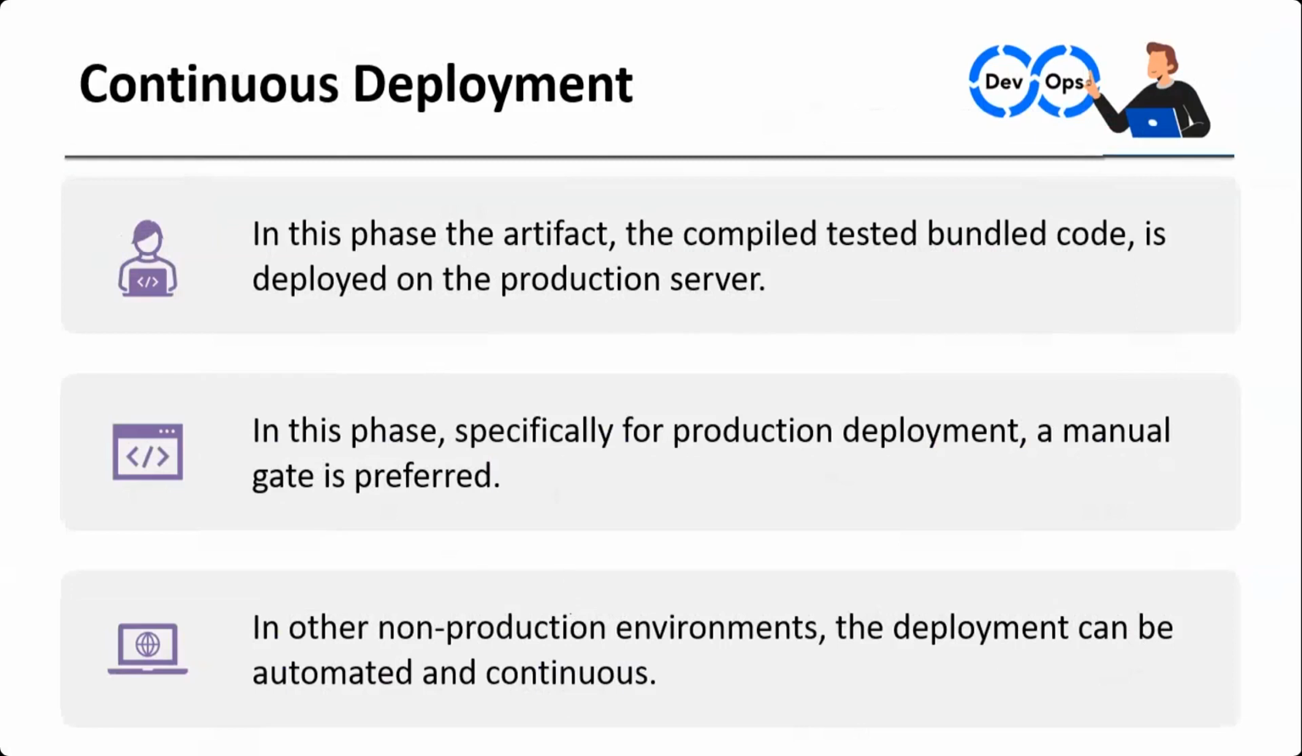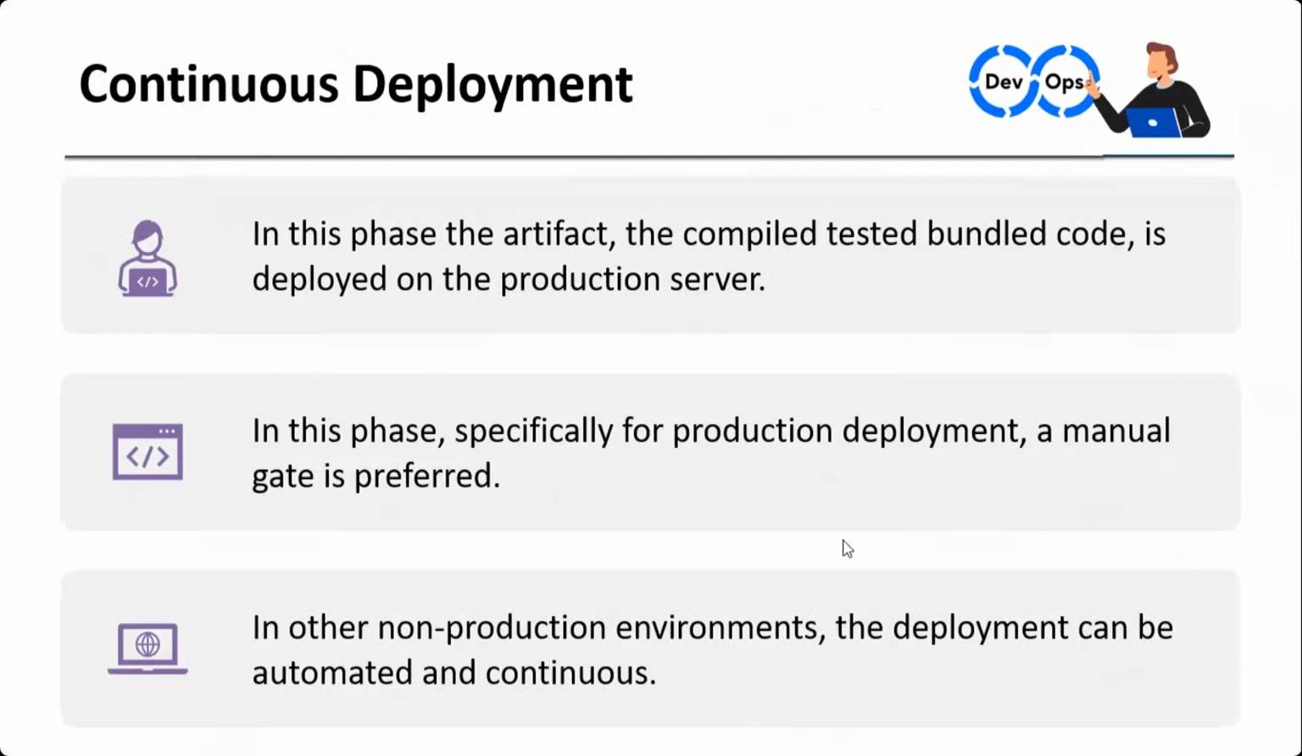So this approach balances the need for speed and automation with the caution required for production stability, and ensures that new features as well as fixes can be delivered quickly while maintaining a high standard of quality and reliability. This will allow for rapid and frequent deployment of code changes, and allow the team to test and validate updates in an environment that mimics the production setup without the same level of risk. So these are the continuous deployment.